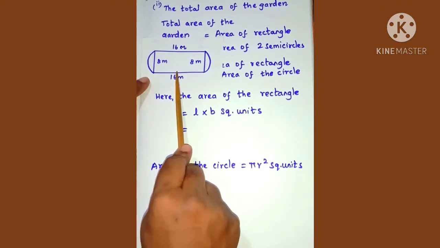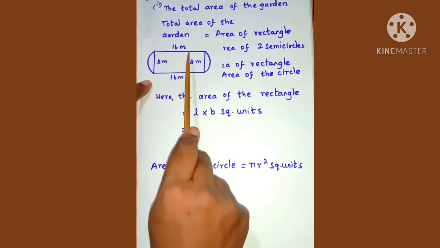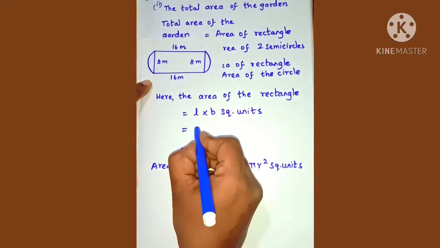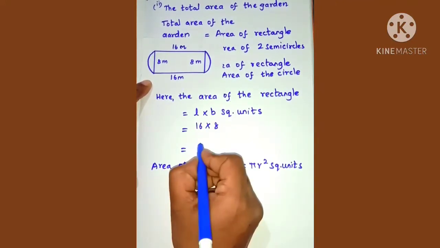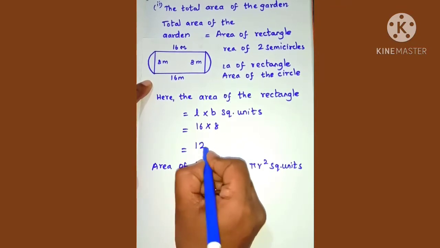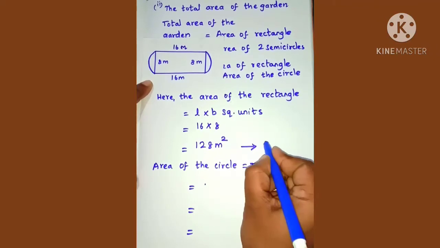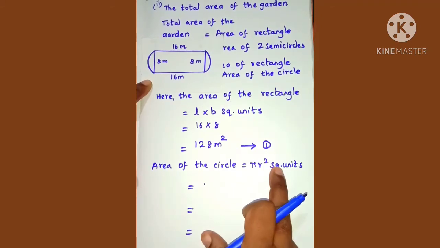So we know that area of the rectangle is length into breadth. Length is 16 meter and breadth is 8 meter. So area of the rectangle is 16 into 8, which is 128 meter square. Let it be 1. And area of the circle is pi r square.